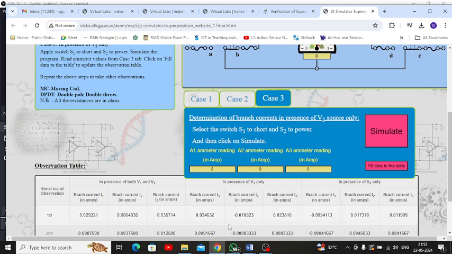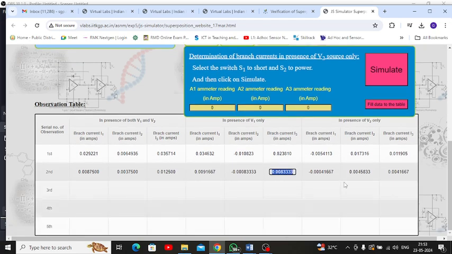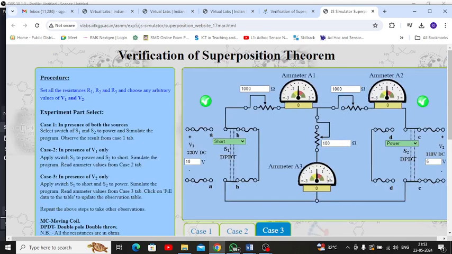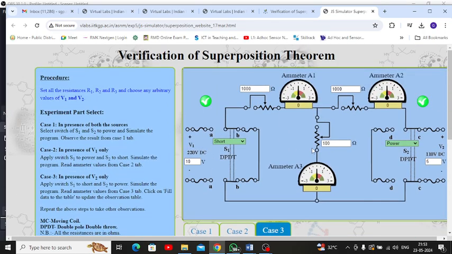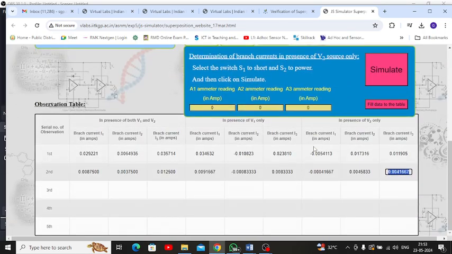You can see that 0.012500 is the sum of 0.0083333 and 0.0041667. Likewise, we can repeat this experiment for any value of the resistance. Thus the superposition theorem is verified using the virtual lab.